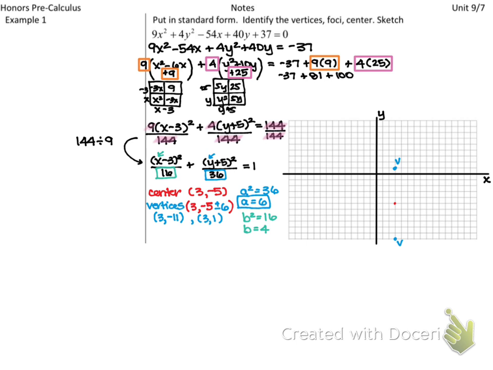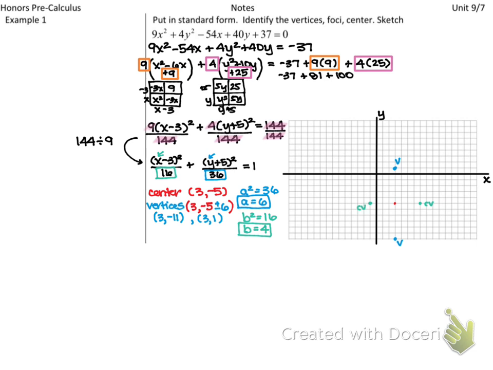Okay, let's do the same thing with our b value now. So my b is in the x direction. So go back to your center. I'm going to go right 1, 2, 3, 4. That is a covertex. 1, 2, 3, 4. That is also a covertex.